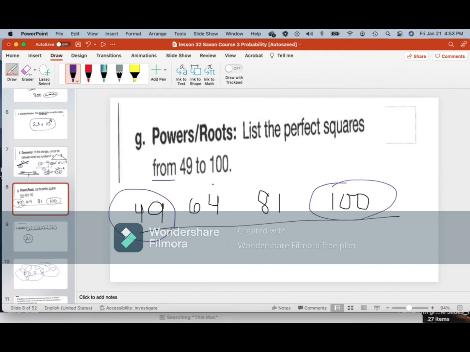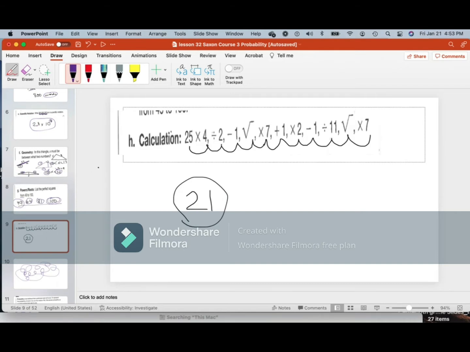This is 7 squared, 8 squared, 9 squared, 10 squared, and that would be our answer. Okay, this one was fun. 25 times 4 is 100, divided by 2 is 50, minus 1 is 49, square root that is 7. 7 times 7 is 49, plus 1 is 50, times 2 is 100, minus 1 is 99, divided by 11 is 9, square root that is 3, times 7 is 21.